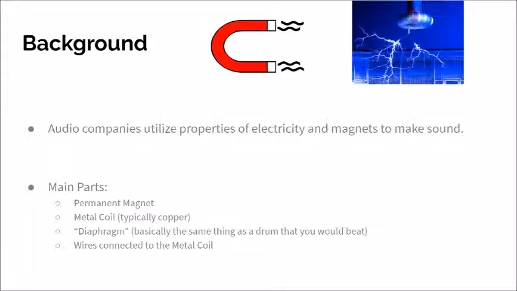And the main components they use to do this are a permanent magnet, a metal coil that's usually made out of copper, a diaphragm, which is basically just a big drum, and wires connected to that metal copper coil.